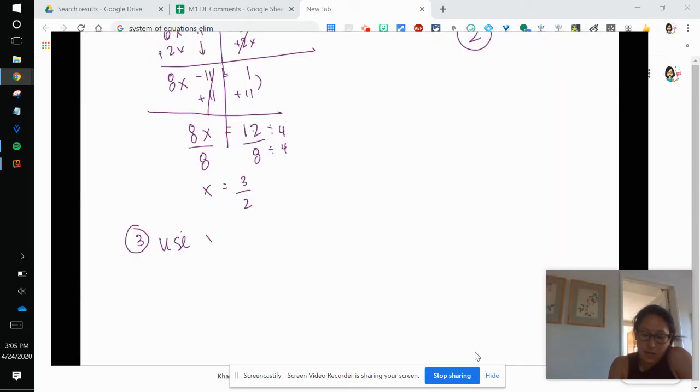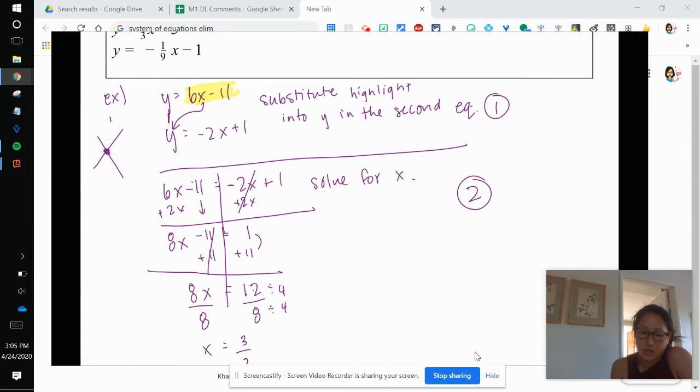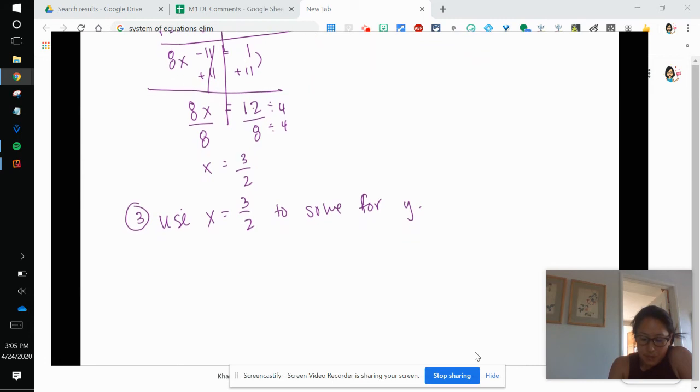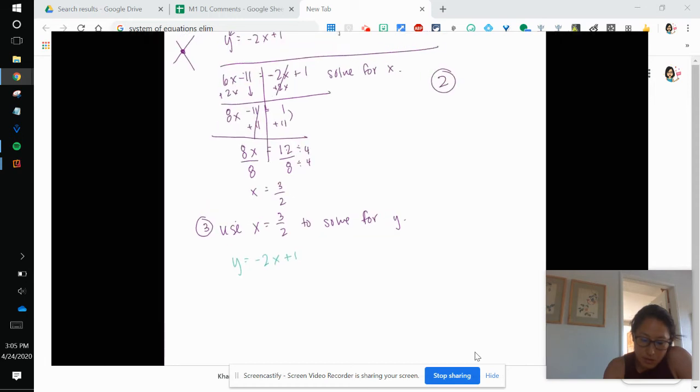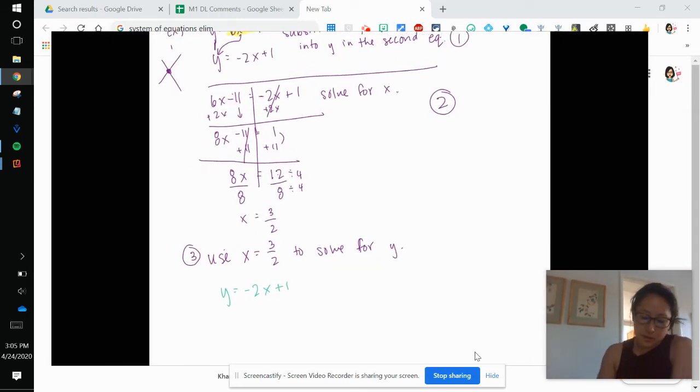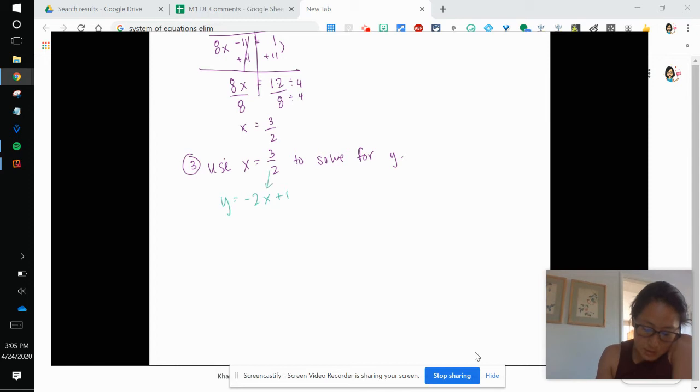I'm going to use my x is equal to 3 over 2 from above to solve for y. You're going to choose either one of the original equations. I'm going to go ahead and choose the second one. So y is equal to negative 2x plus 1. And I need to substitute in 3/2 in for x.